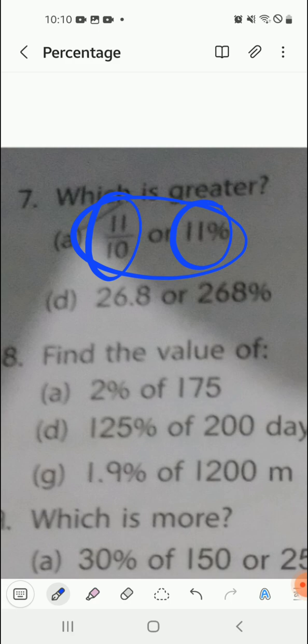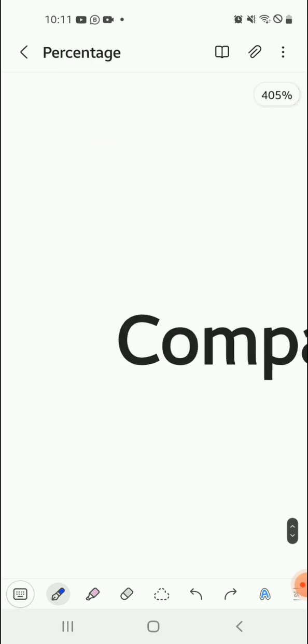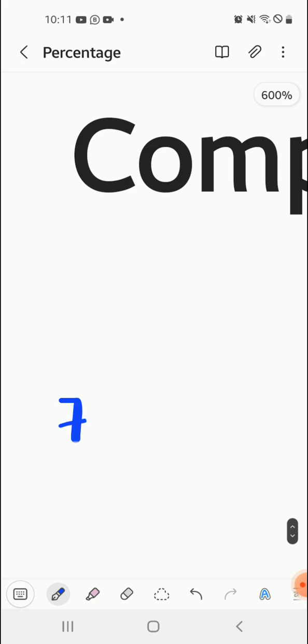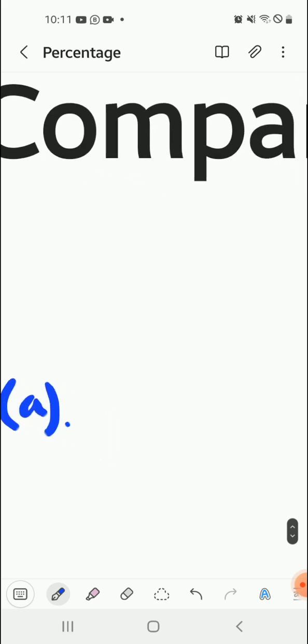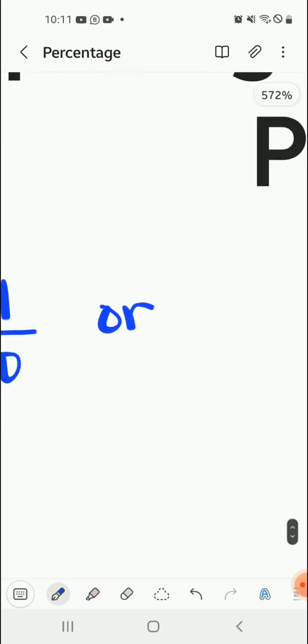So what we need to do is simply convert both the numbers into its equivalent fraction or decimal, whichever is easy. I feel that converting a number into decimal is easier because we don't have to find out any LCM, which we need to do if we convert it into fraction. So in order to do this, we are going to write 11 by 10 or 11%. You need to find out which one is greater.